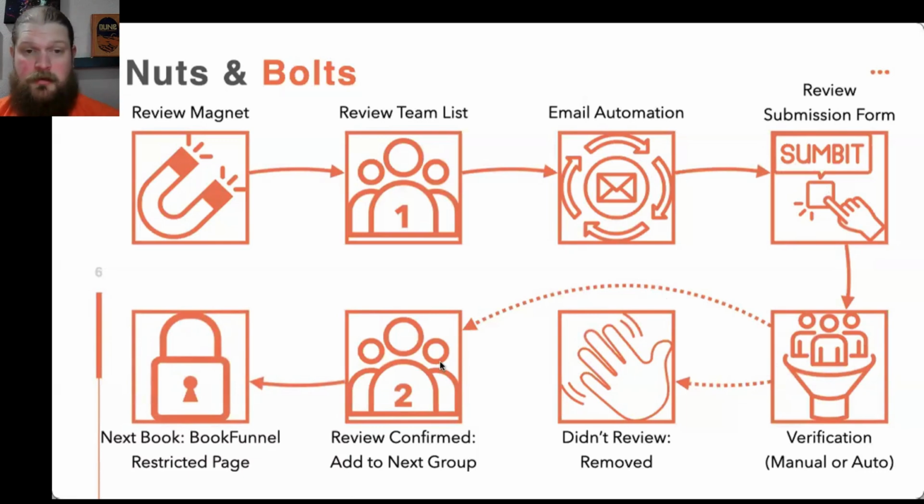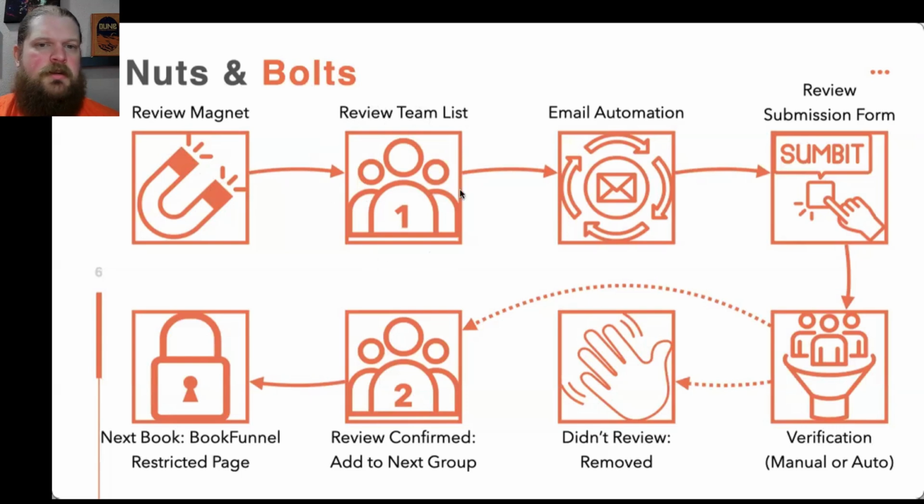So there are a number of steps here, right? But to kind of do a quick overview, and I know there are going to be some questions, and I can go back to this slide for sure. We start with our review magnet. We're giving this out far and wide. We're giving it to everybody. We want everybody to download this review magnet. That gets them added to a list, right? So we keep everybody on a list.